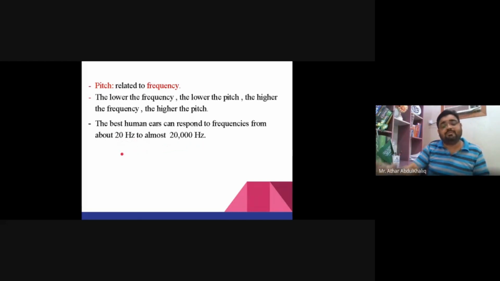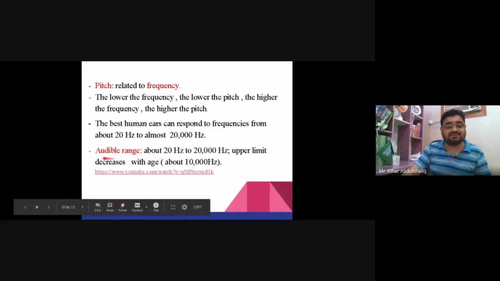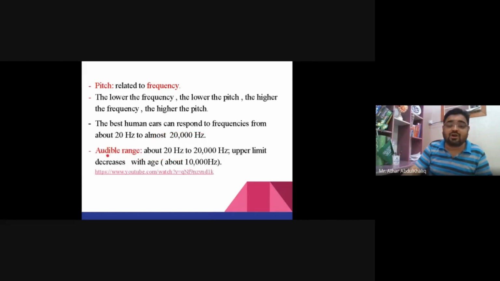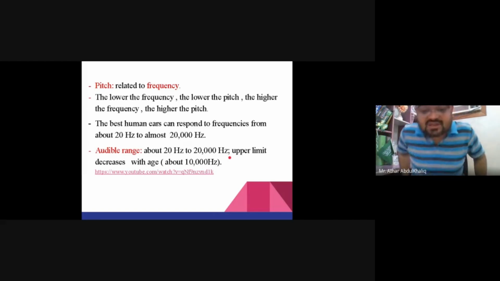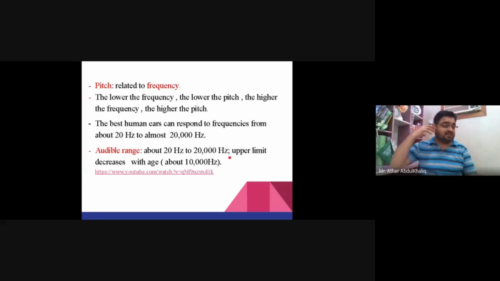Sounds below 20 hertz are inaudible for us. Sounds above 20,000 hertz have so much frequency, and the sound becomes so shrill, that we are not able to listen to it. So the range a human ear can hear is called the audible range, from 20 hertz to 20,000 hertz. But this audible frequency range still changes with the health of the ear and also with age.